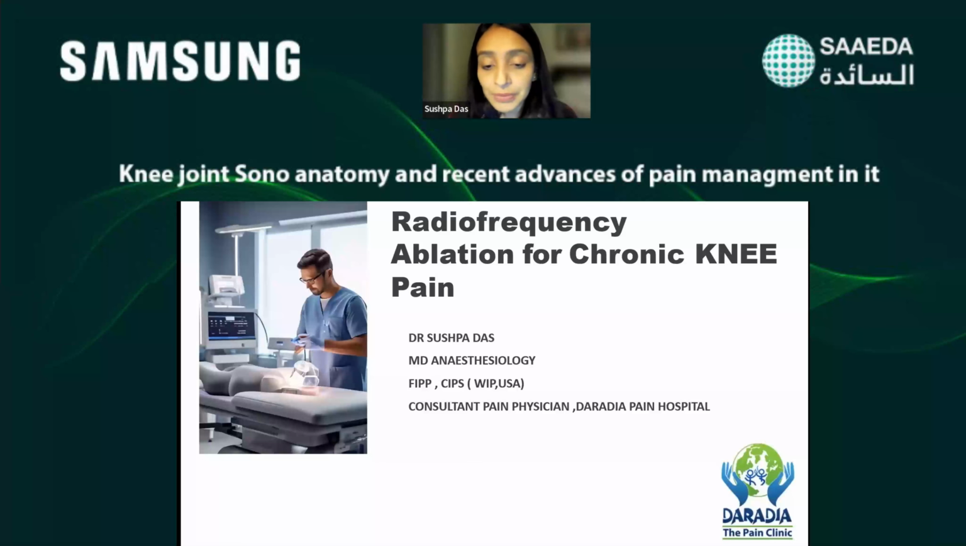So basically what we are doing is cutting the pain signals that are generated from the knee joint and taken to the brain. We are doing a thermal ablation on the particular nerve so that the pain signals are not transmitted and the patient feels no pain.